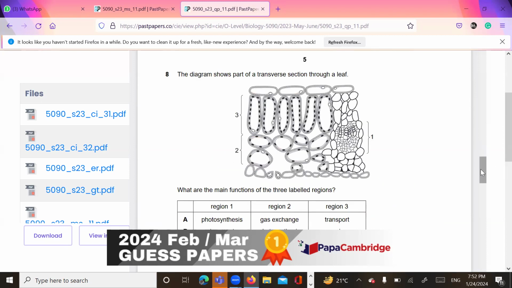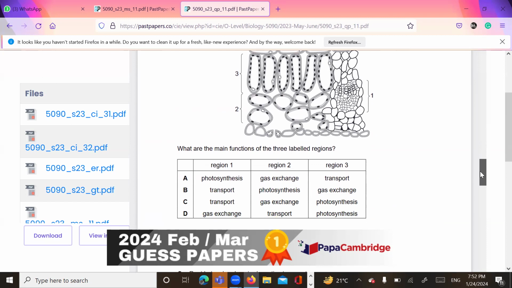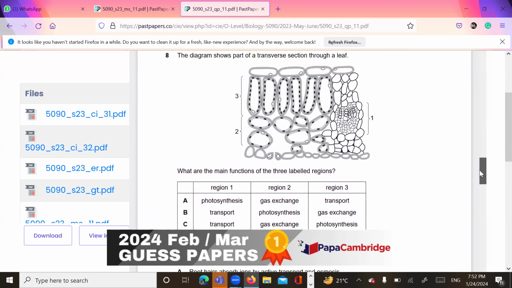Now, what does this say? What are the main functions of the 3 labeled regions? Upper epidermis, spongy mesophyll layer, and the xylem and phloem vessels. These are the 3 regions labeled. This is the xylem phloem vessel. This is the upper epidermis.